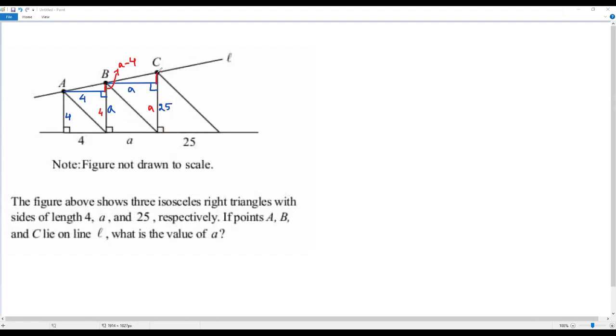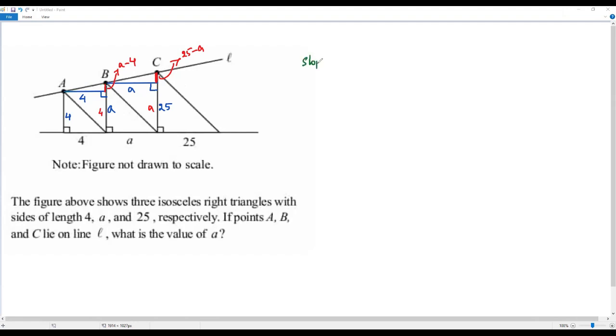Now, to get the length of this small vertical line segment, I have to subtract the length of this part A from the complete length 25. That is 25 minus A, the length of this small vertical line segment. Now I'm going to get the slope of this line segment AB using the formula rise over run.